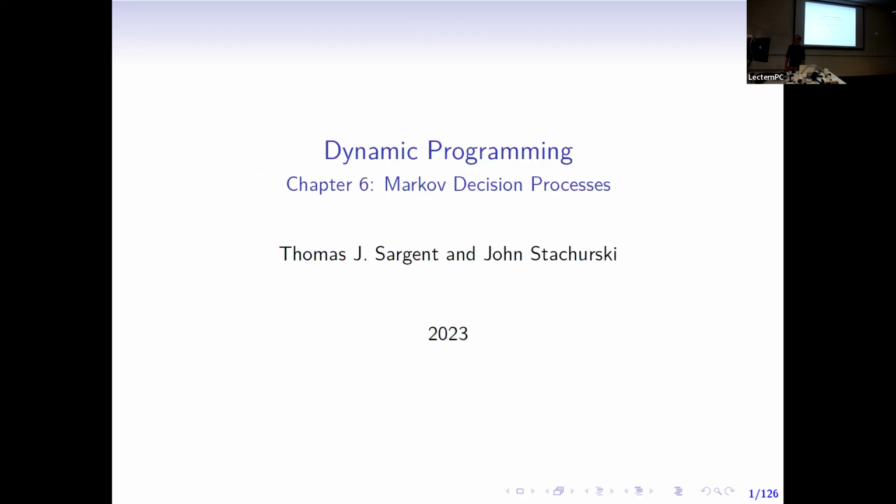Okay, so I'm going to jump now to chapter 6, which is a bit of a big jump, but chapter 6 is fairly self-contained. The topic of this chapter is Markov decision processes. Markov decision processes are a class of dynamic programming problems so broad as to include almost all of the dynamic programs that we deal with day to day in fields like macro, structural estimation, etc.